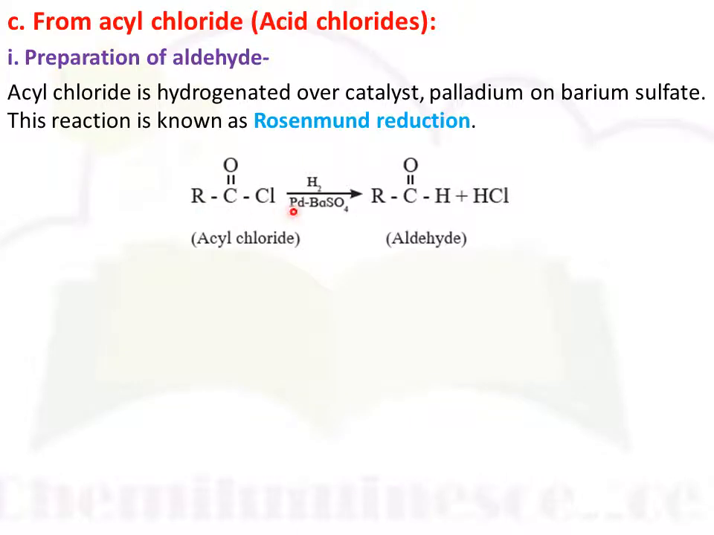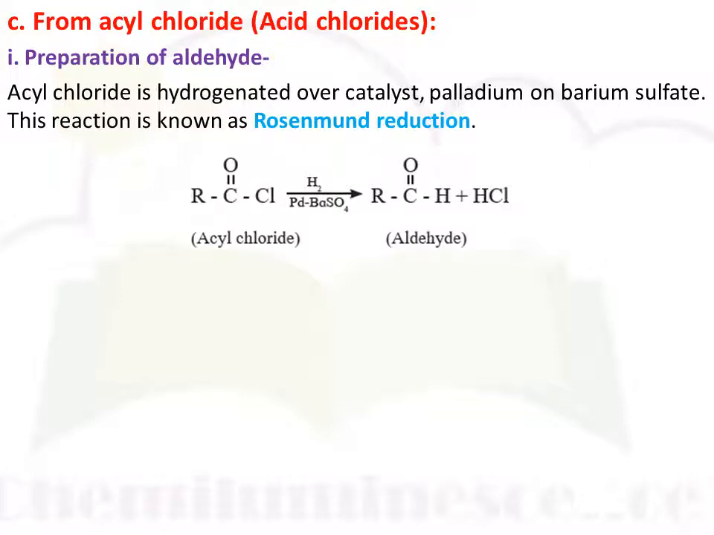Acyl chloride having formula RCOCl is the reactant, which on adding hydrogen and catalyst palladium on barium sulfate forms aldehyde as a product and HCl, that is hydrochloric acid, as a byproduct. For Rosenmund reduction, remember acyl chloride is the reactant, hydrogen is added, palladium on barium sulfate is the catalyst, the product is aldehyde and the byproduct is HCl. So by Rosenmund reduction we can prepare aldehyde.